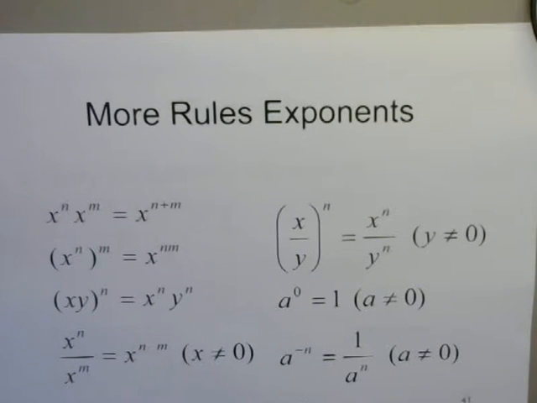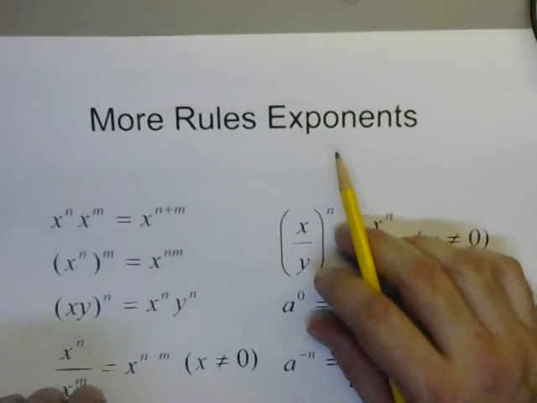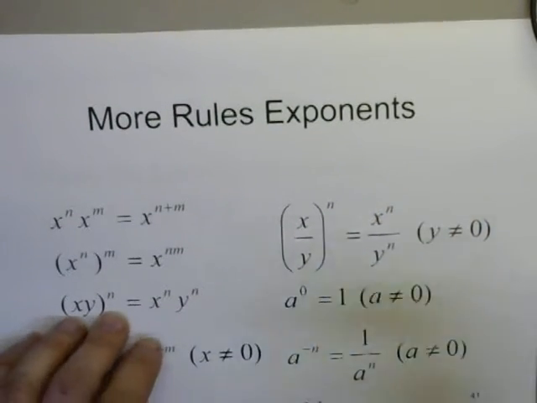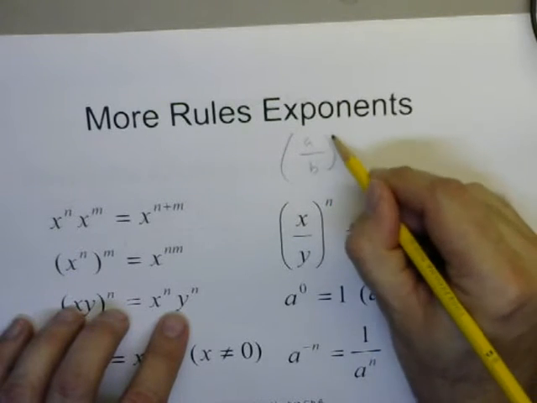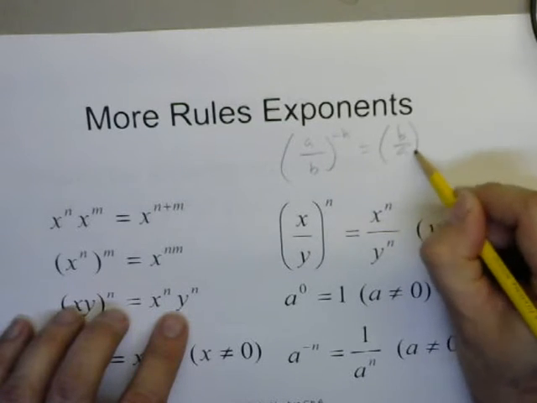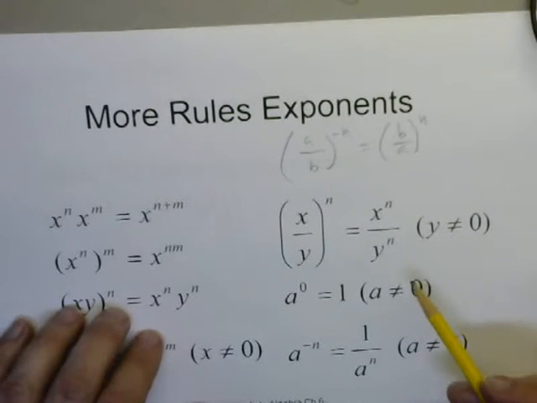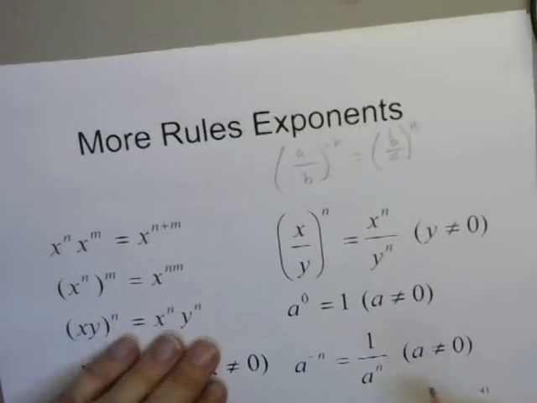So here's just a summary of the rules here that we've looked at. There were those sort of 2 other rules that we looked at that we're not going to use very often, right? And mainly that a over b to the negative n was equal to b over a to the n, because if you think about it, that's really just a combination of this rule and that rule together.